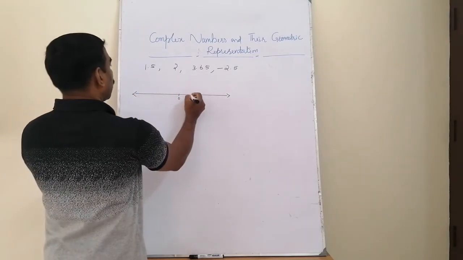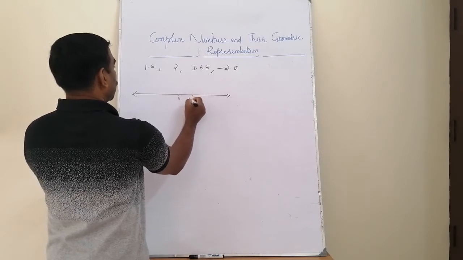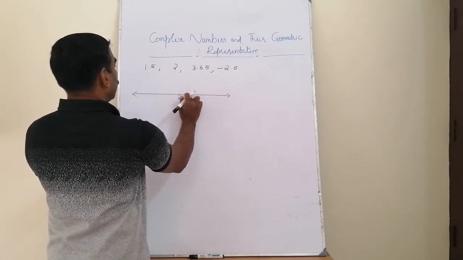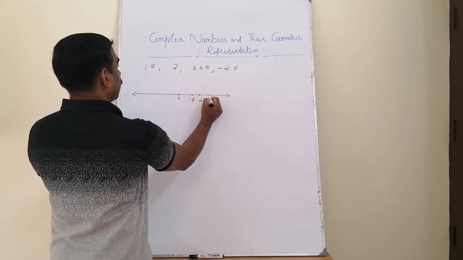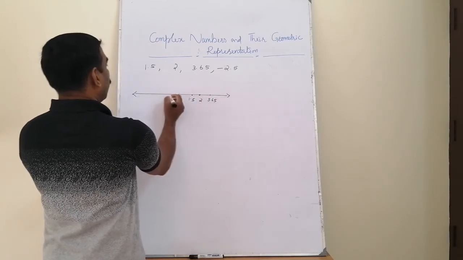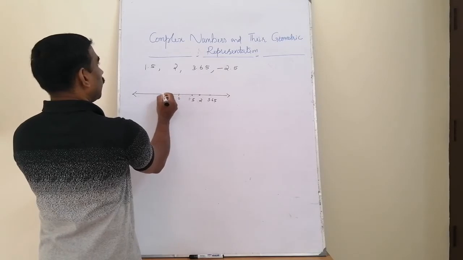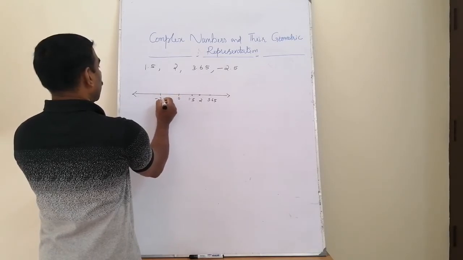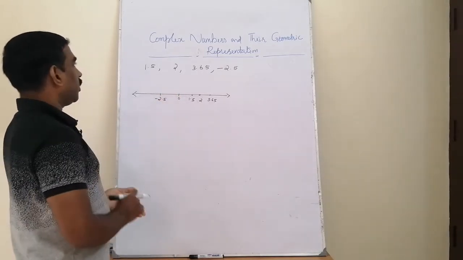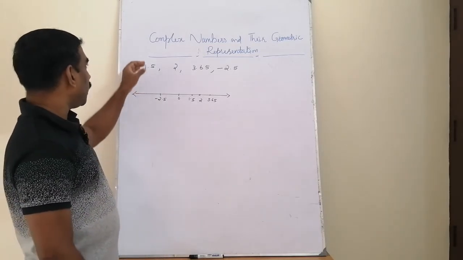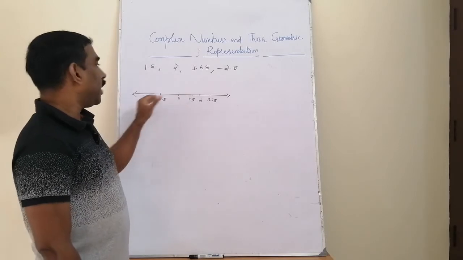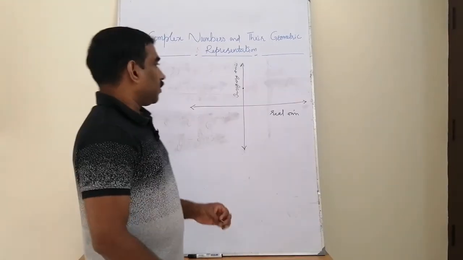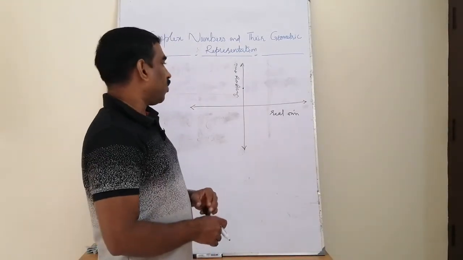For example, we can mark this 1.5, suppose this is our 1.5 and this is our 2, 3.65 and minus 2.5, etc. That means in real number system, we are plotting or we are representing every real number in a number line geometrically. Next, we are going to define what is a complex number.